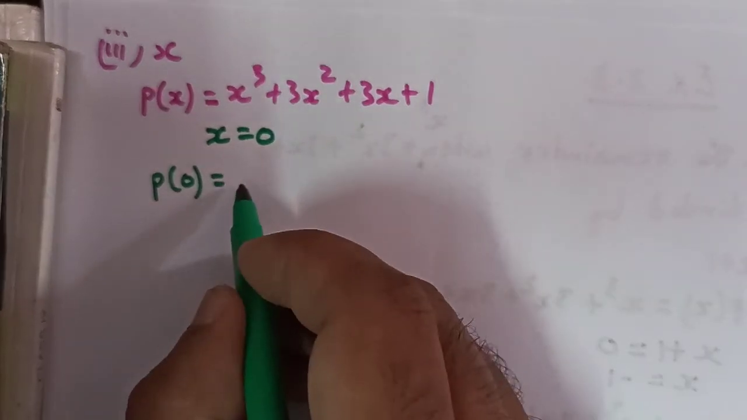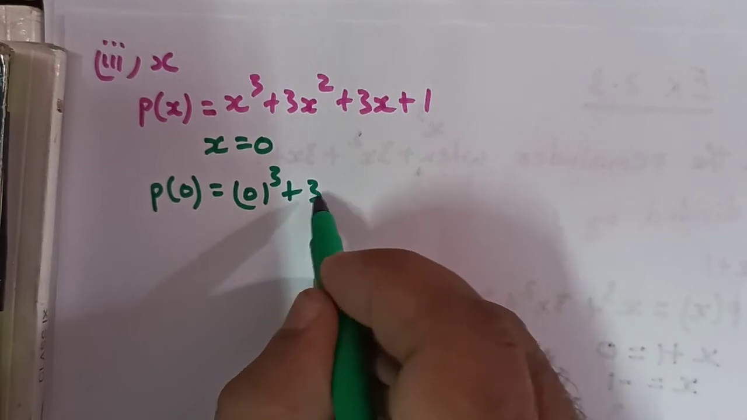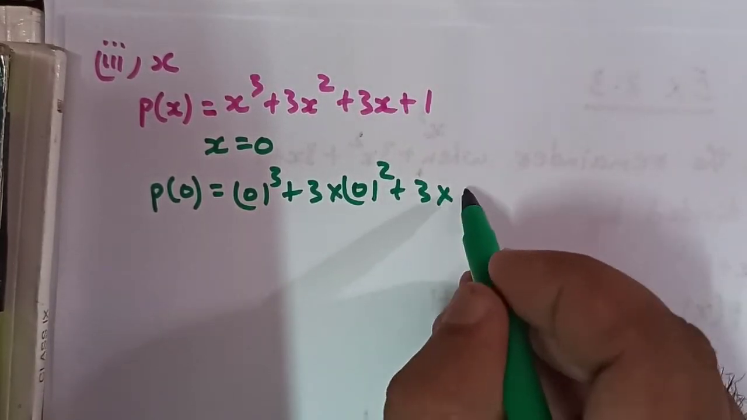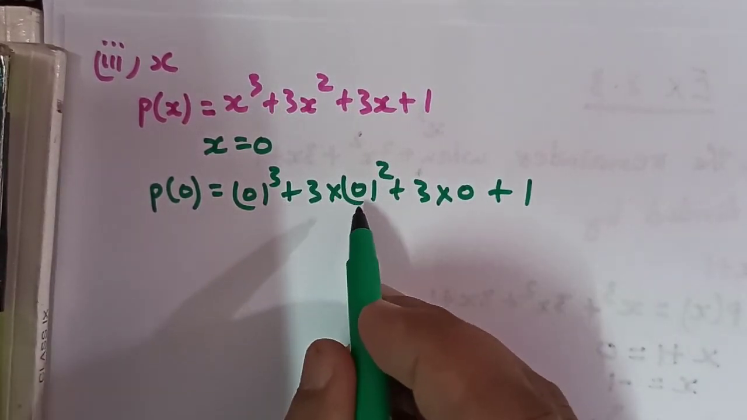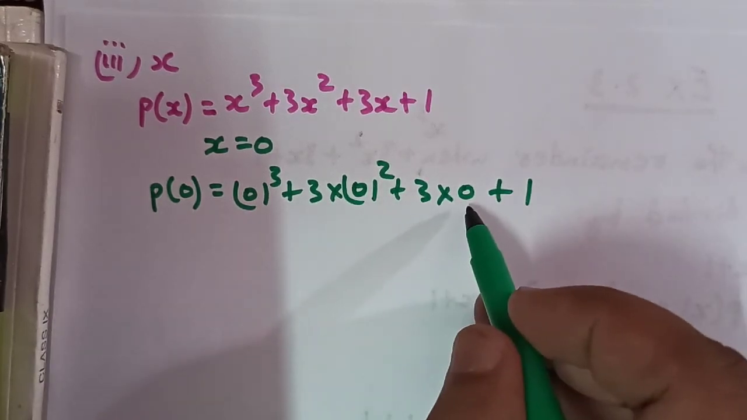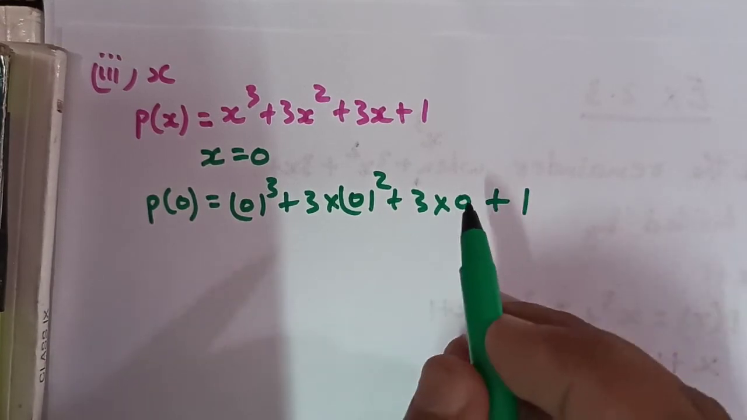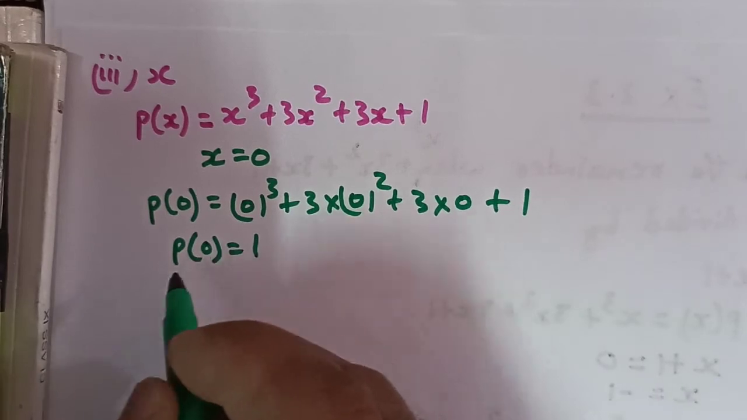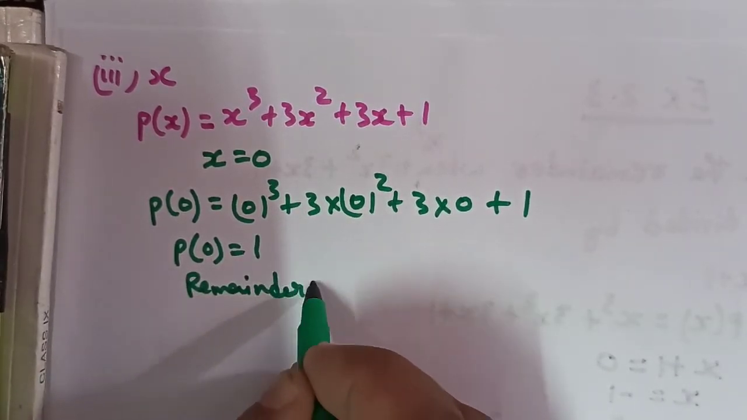So p(0) will be equal to cube of 0, because x will be 0, plus 3 times square of 0, plus 3 times 0, plus 1. So cube of 0 is 0, plus 0 square is 0, 0 multiplied by 3 is 0, plus 3 times 0 is 0, plus 1. So 0 plus 0 plus 0, that is all 0, plus 1. So p(0) equals 1. That means the remainder is equal to 1.